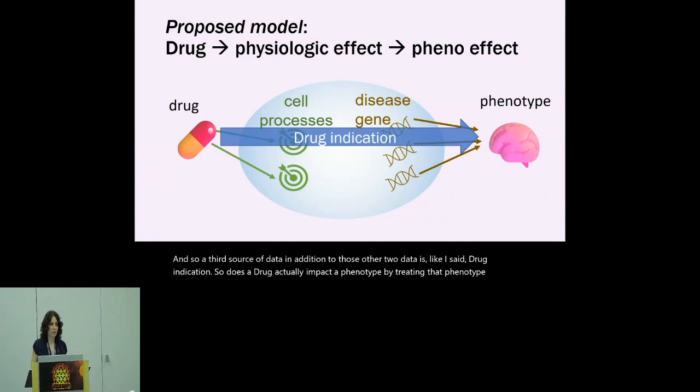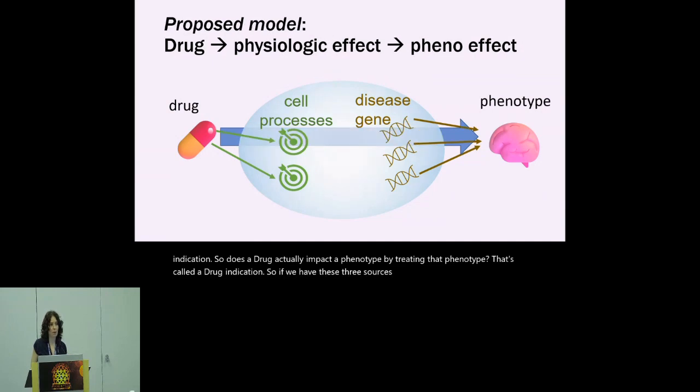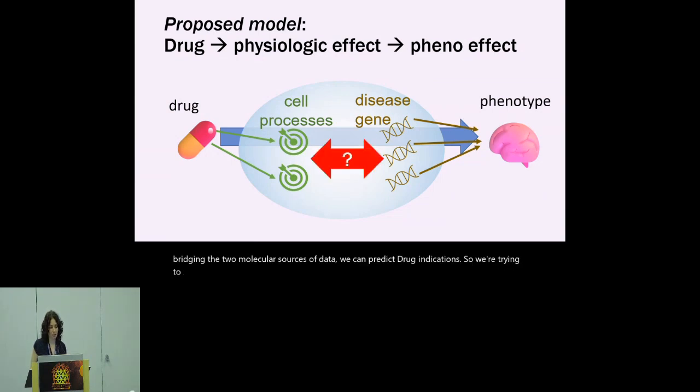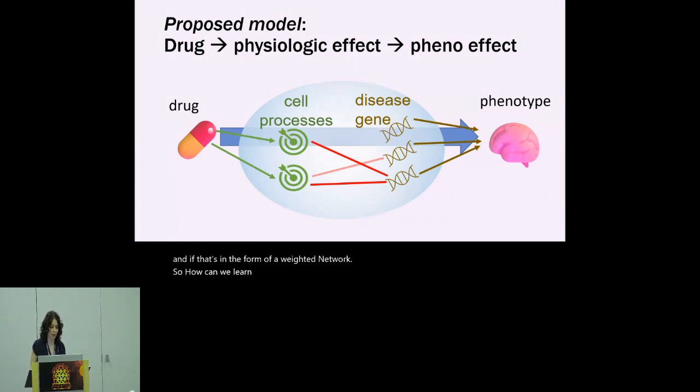If we have these three sources of data, we propose that by bridging the two molecular sources of data, we can predict drug indications. So we're trying to learn the connections between these cellular processes and the genes involved in disease. And that's in the form of a weighted network. How can we learn this weighted bipartite network connecting these cellular processes and genes?